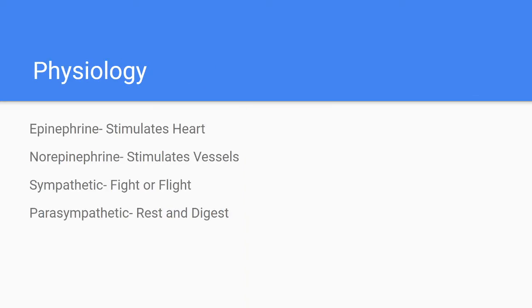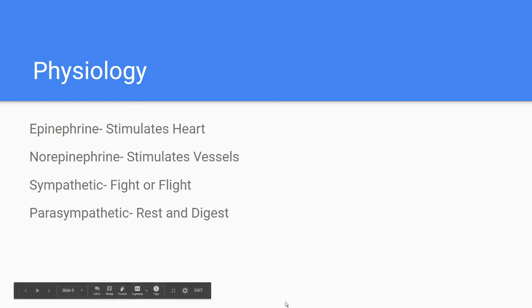So the first thing we're going to get into is physiology. The big things you got to remember are obviously your receptors and how they respond. You got your alpha receptor, which will constrict vessels. Then we've got your beta 1, which will make your heart rate come up, all that good stuff. You got your beta 2, which dilates your bronchi, which gets that O2 moving. Epinephrine normally stimulates your heart, whereas norepinephrine stimulates your vessels.